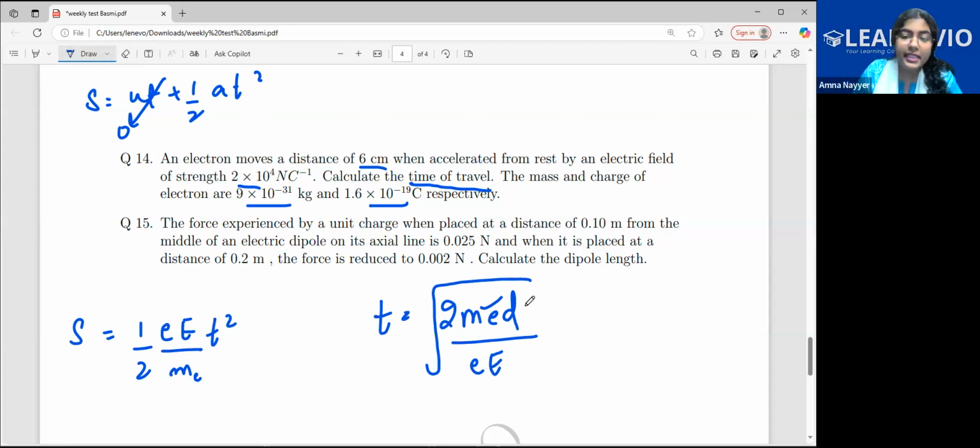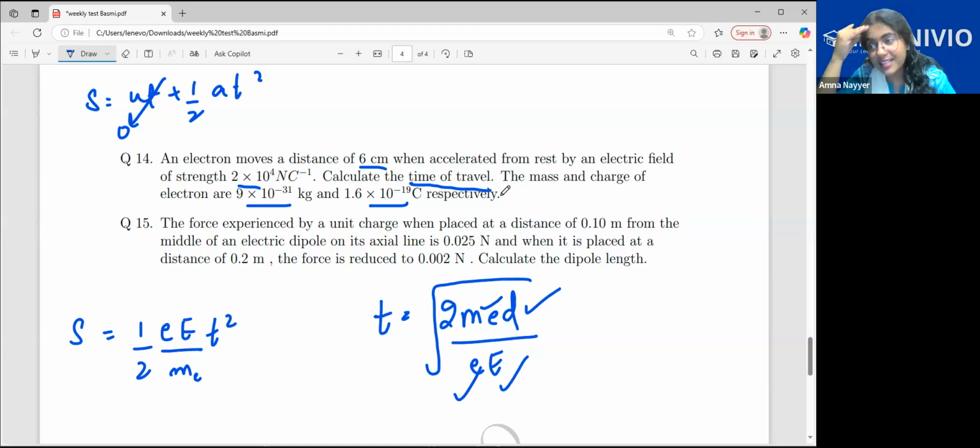Distance is 6 centimeter. Electronic charge you already know from the first class. Electric field is given, everything is given in the question. I actually did that question, but I forgot to scan and send. That's why it didn't come.